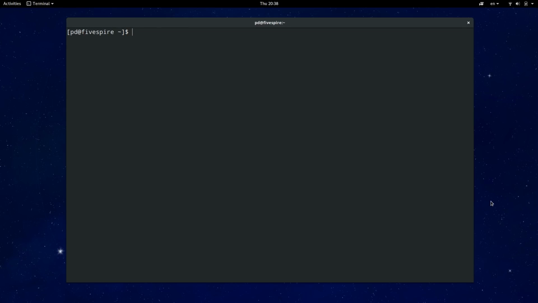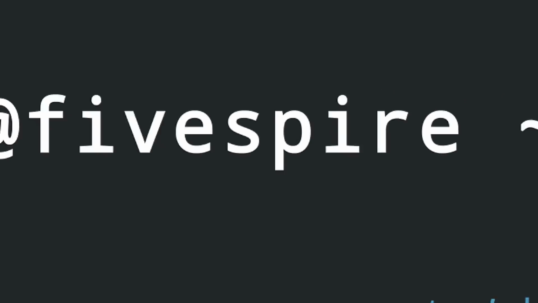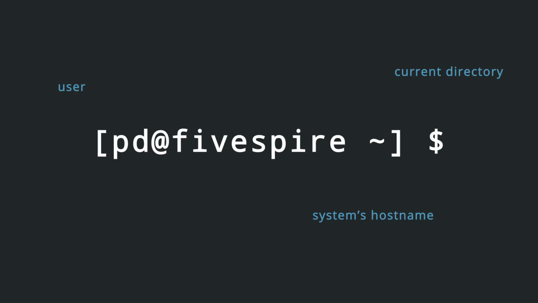The command prompt gives the user context. In this particular case, there's three pieces of information. The first is the login name, in this case PD, at the host name of the actual computer you're working on, so FiveSpire, and the tilde character, which in Bash represents the user's home directory.